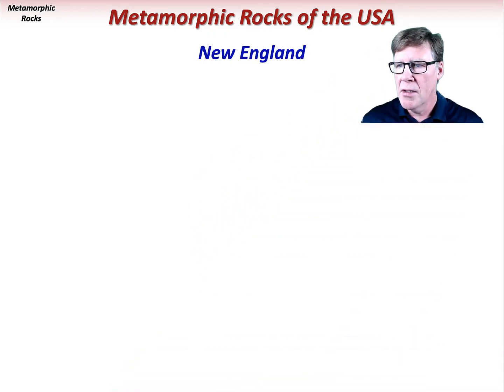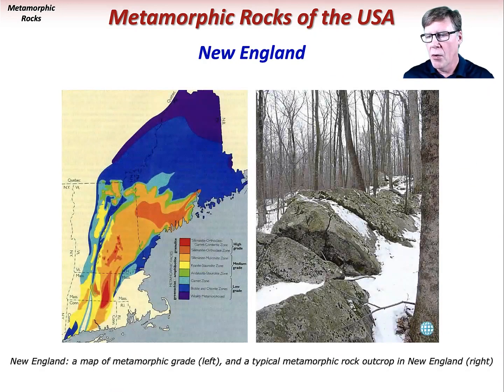Metamorphic rocks are also common in New England, from New York City all the way up through Connecticut, Massachusetts, Vermont, New Hampshire, Maine, and into Canada. That's what a typical exposure looks like at Wright, New England in winter with lots of snow.